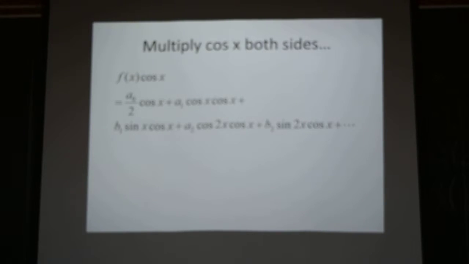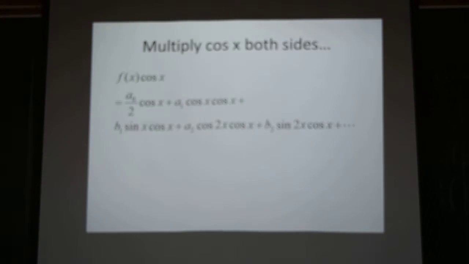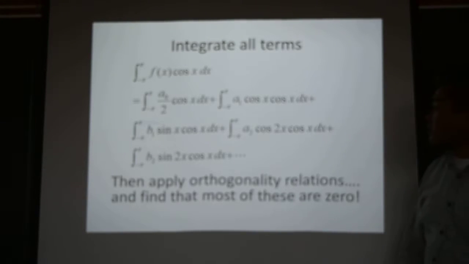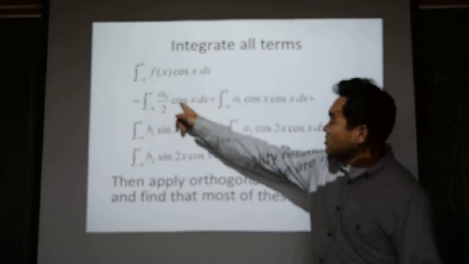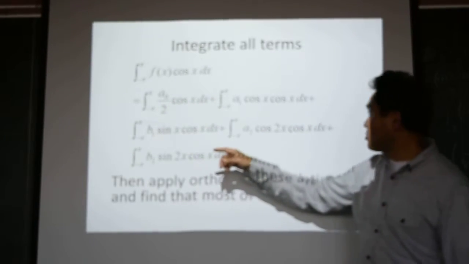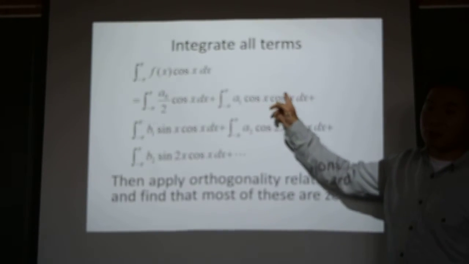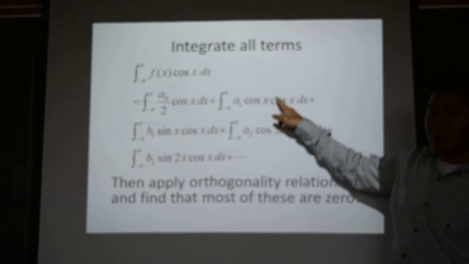And to get the value of a0, here's what I do. I multiply cosine both sides, and then you integrate both sides. Now, if you integrate everything, you'll see that this is 0 because it's a multiple cosine function. How about this one? Cosine times cosine integrates to... That's the case when m is 1 and n is 1, right? So what's the integral?